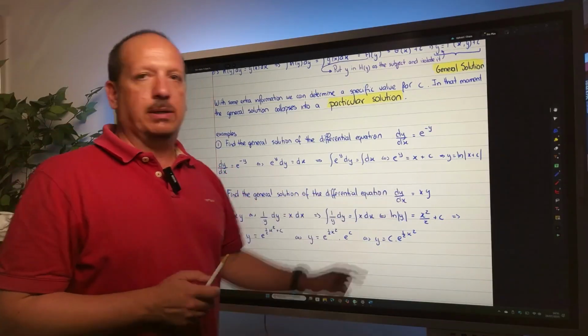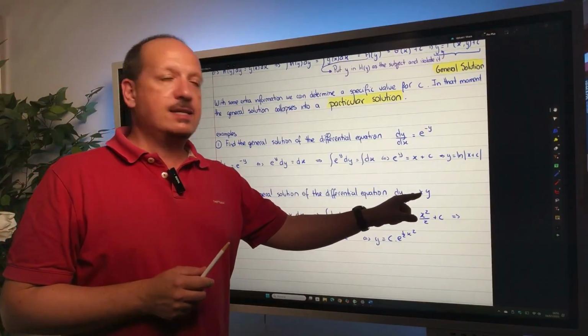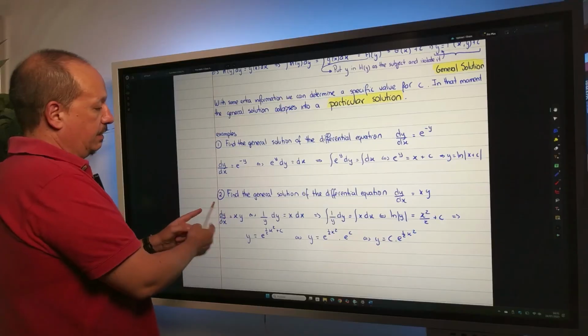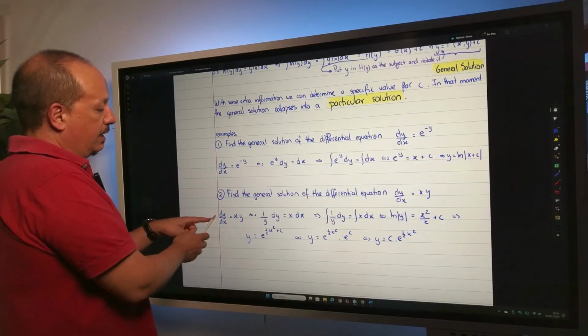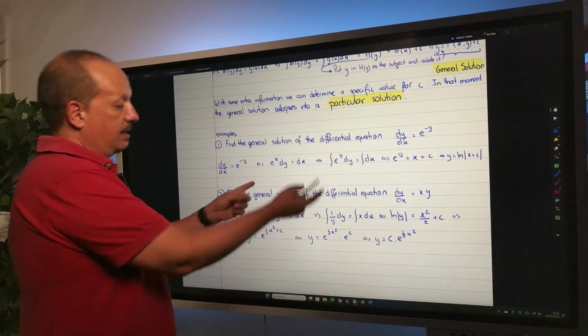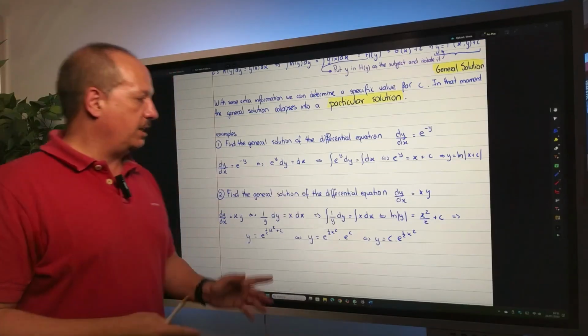Another example, this one. This one is already a differential equation in terms of x and y. So what am I going to do? I'm going to send the y to the side, so you have 1 over y dy. I'm going to send the dx to the other side. I will just have x dx. And now I have everything with y's on one side, everything with x's on the other side.